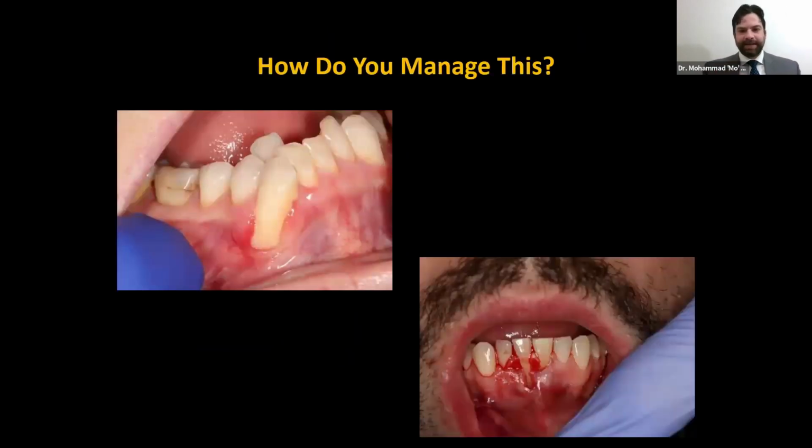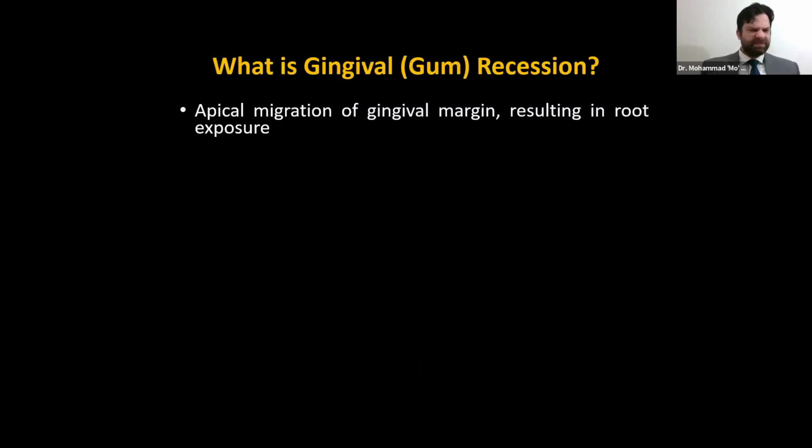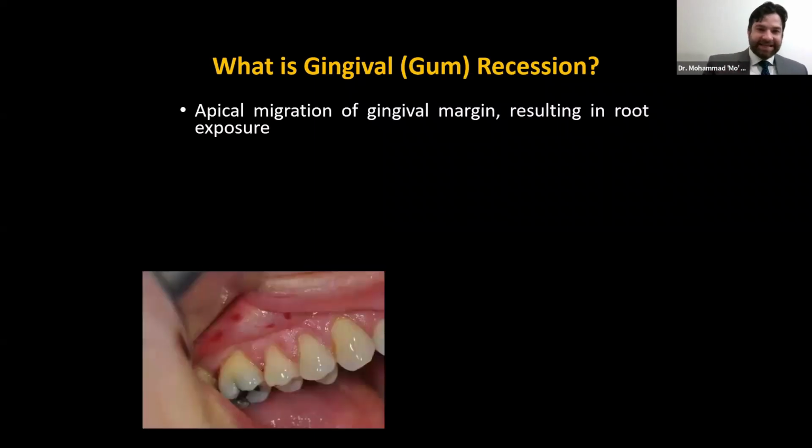What can we do? In order to deal with it, let's first define what gum recession or gingival recession is. Simply put, it's the apical migration of the gingival margin, which results in root exposure. When we have this, it typically manifests itself like this.